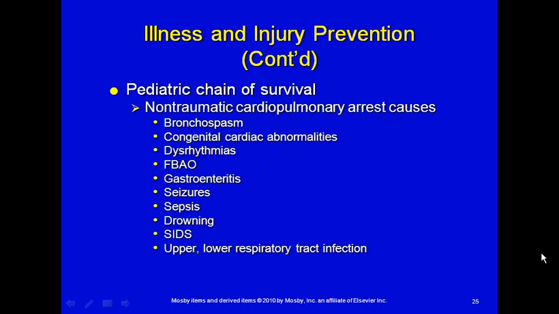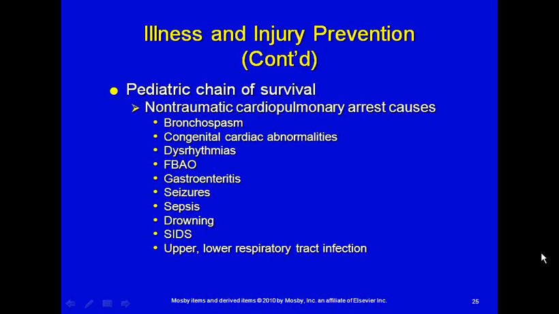Some non-traumatic cardiopulmonary arrest causes include bronchospasm, and I guess the thing before we get into the potential causes is to understand the vast majority of all pediatric arrests are related to a breathing problem. So something to do with a respiratory problem where the child becomes extremely hypoxic, then they become bradycardic as a result of the hypoxia, and that drops their blood pressure to the point where they actually arrest. So some non-traumatic causes of cardiopulmonary arrest in children include bronchospasm, congenital cardiac abnormalities.